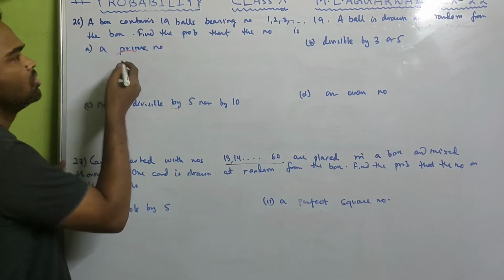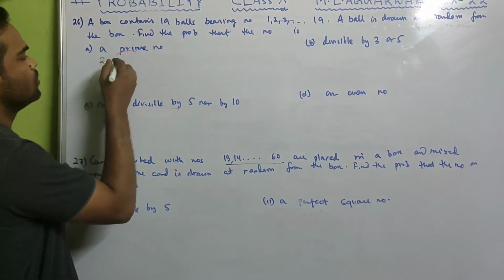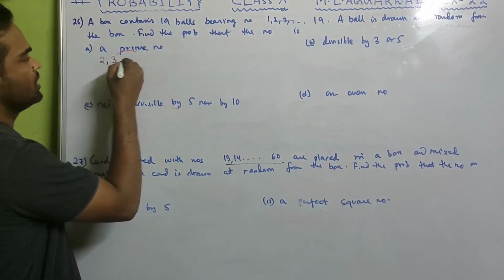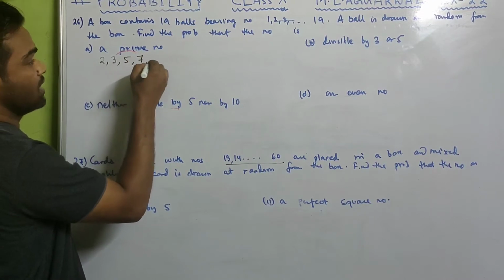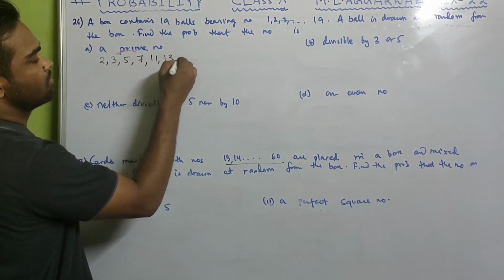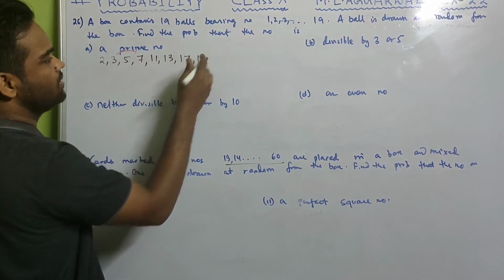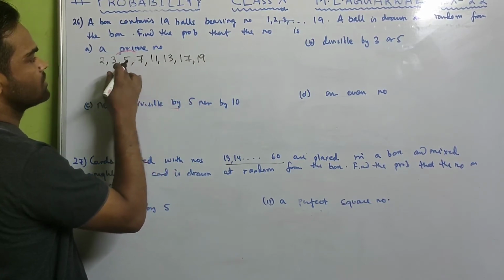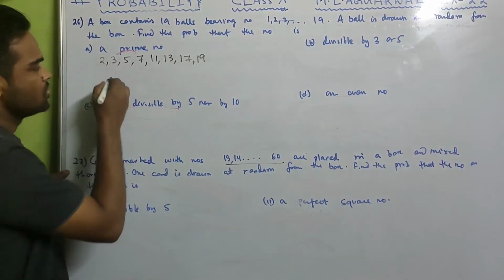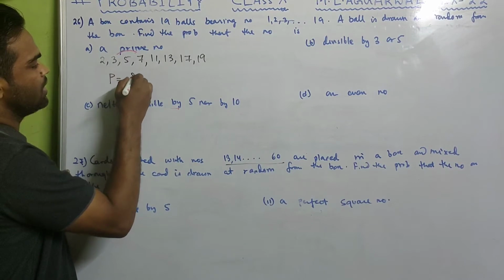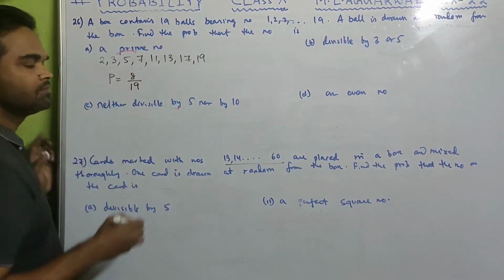Look, a prime number. So what are the prime numbers over here? 2, 3, 5, 7, 11, 13, 17, 19. 1, 2, 3, 4, 5, 6, 7, 8 prime numbers. So the probability will be 8 by 19. Done.